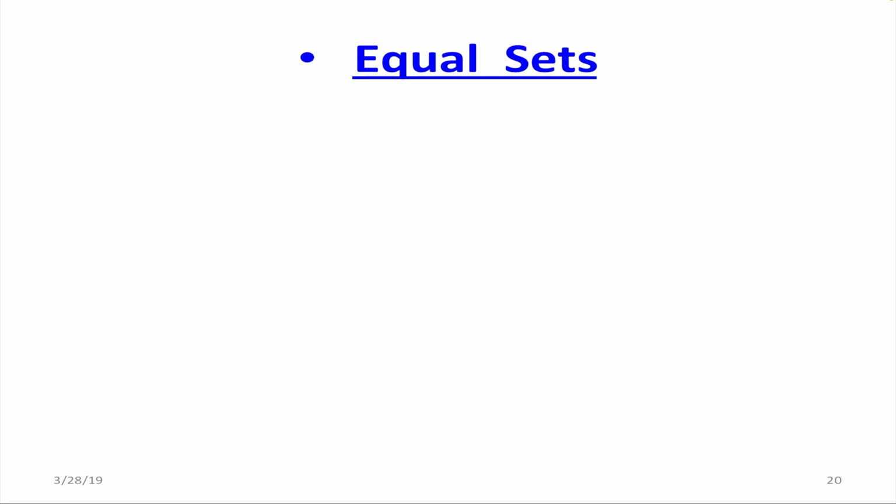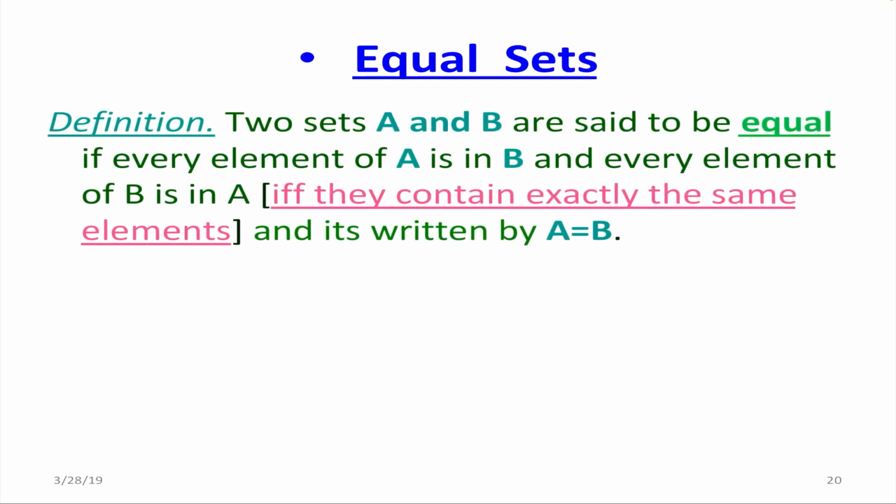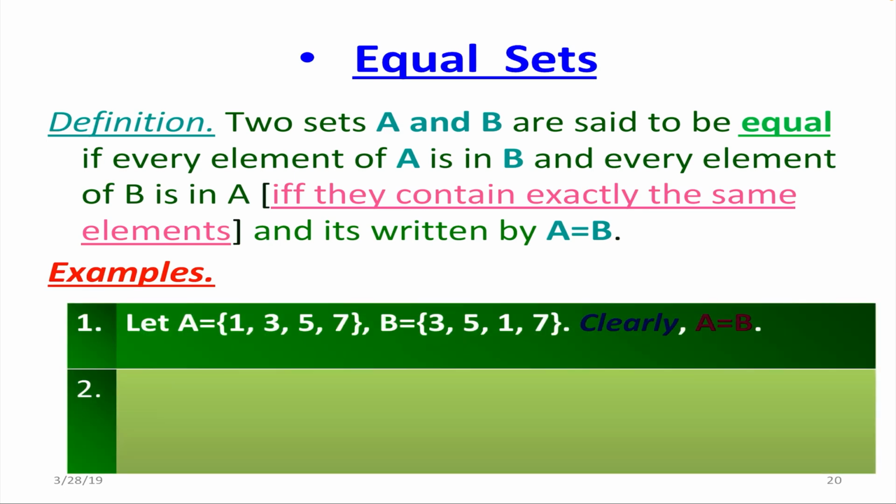Now, let's move to equal sets. By definition, two sets A and B are said to be equal if every element of A is in B and every element of B is in A. So if and only if they contain exactly the same elements. And it's written as A equals B. So the normal equality sign is used.